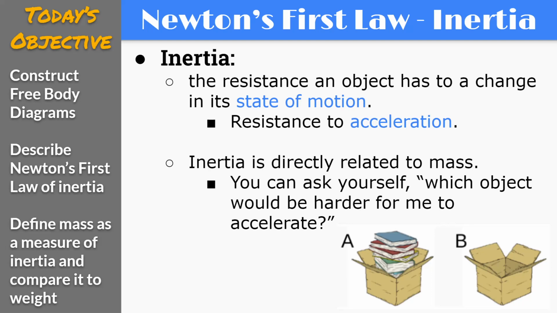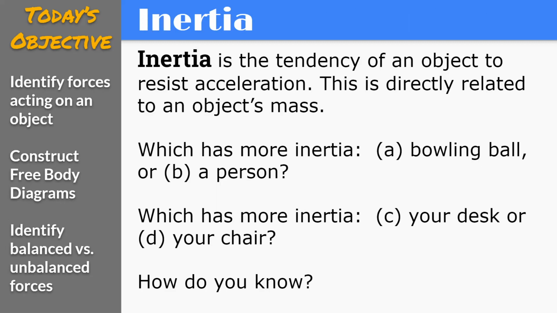Yeah, A. Just thinking about that scenario, you should know intuitively that A would be harder for you to get to move. Harder for you to accelerate it, harder for you to change its state of motion, and therefore it has greater inertia, and that is solely dependent upon its mass. Okay, so the mass of the object is going to determine its inertia. So again, inertia, tendency of an object to resist acceleration.